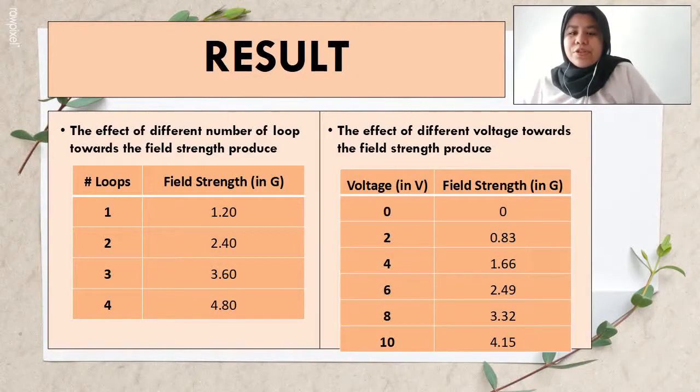The first table shows the effect of different numbers of loops on the field strength produced. The result shows that the higher the number of loops, the higher the field strength. The second table shows the effect of different voltages on the field strength produced. The result shows that the higher the voltage, the higher the field strength.